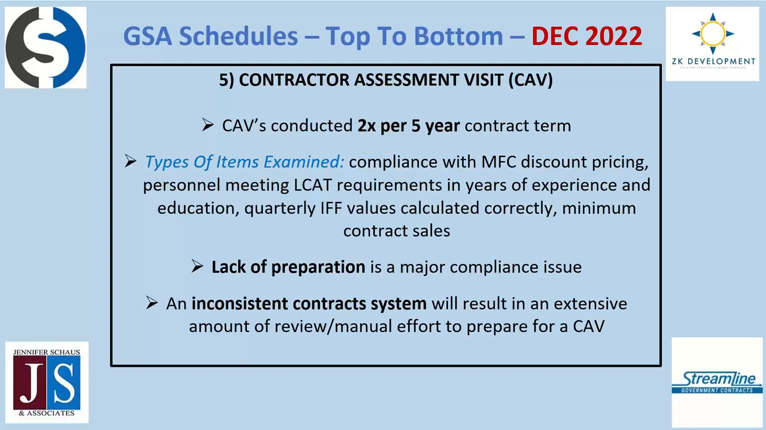So the sales requirement after the first 2 years, we'd be 2 years to get $25,000, and then each year after that, you need to have a minimum of $25,000 as well. So it is important that your sales team is hitting that and tracking that.